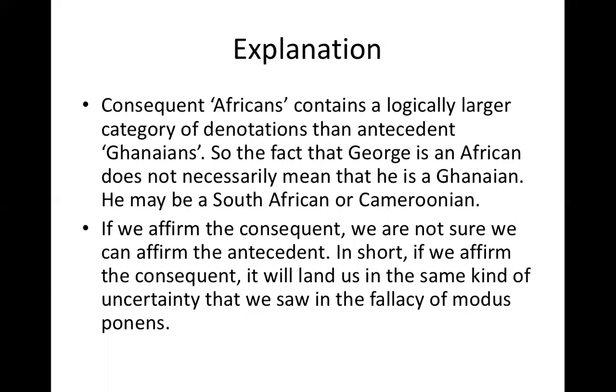Okay, so we're saying that the explanation is that a consequent contains a logically larger category of denotations than the antecedent. So the fact that George is an African does not necessarily mean he's a Ghanaian. He may be a South African or a Cameroonian. If we affirm the consequent, we are not sure we can affirm the antecedent. That's the problem. In short, if we affirm the consequent, it will land us in the same kind of uncertainty we saw when we deny the antecedent.